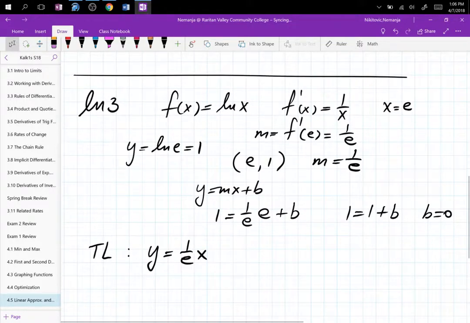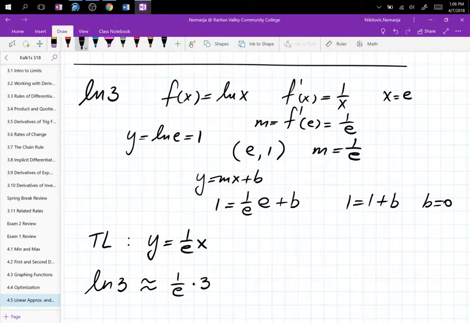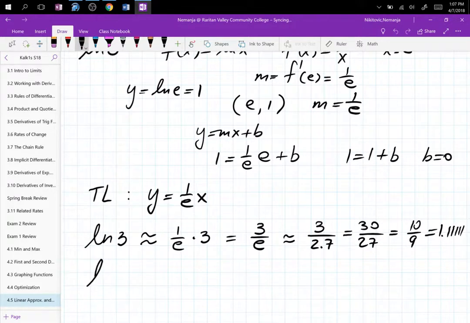So now we claim that ln 3 is approximately equal to computing 1 over e times 3. That's like 3 over e. Well, that's approximately 3 over 2.7, right? It's about 2.7 for e. Memorize that. You memorize pi, 3.14. So don't discriminate. Be nice once in your lifetime. So now, times 10, I get 30 over 27. Cancel by 3. You get 10 over 9. That's 1.11111 going forever. So my claim is that ln 3 is about 1.111 going forever.